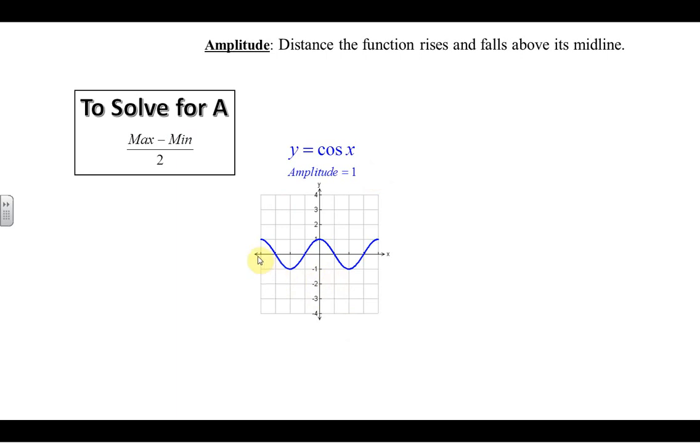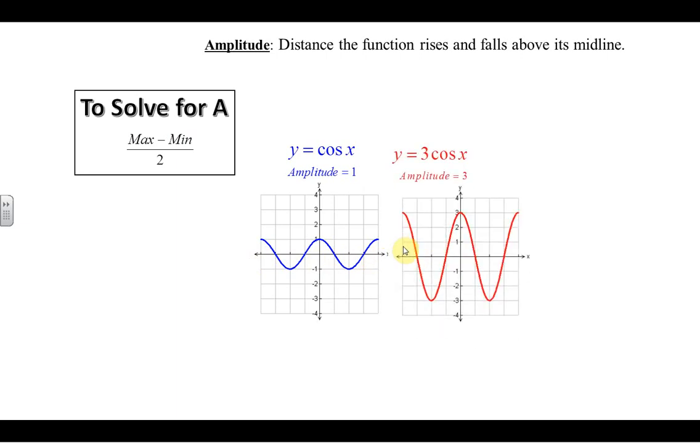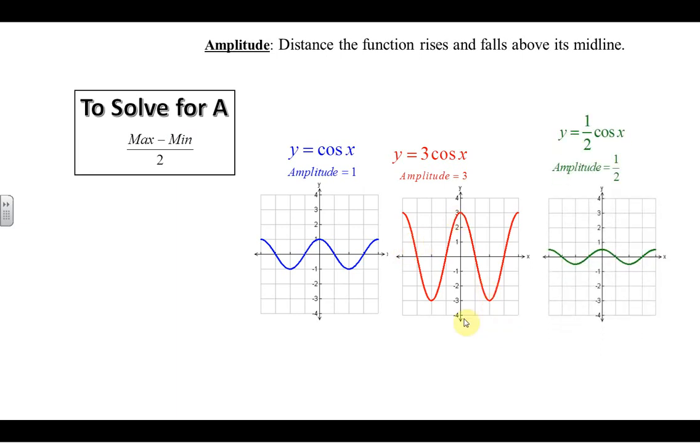Your A value always comes from the coefficient in front of your trig function. On that one, we got 1. So you can see how it goes up to 1 and it goes down to -1 from the midline. The midline in this case would be the x-axis. Amplitude on this one, we got 3, so we're going to go up to +3 and down to -3. There's your amplitude.